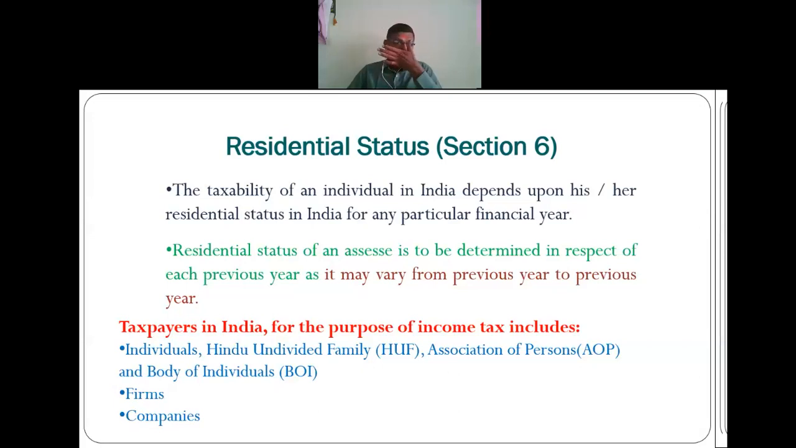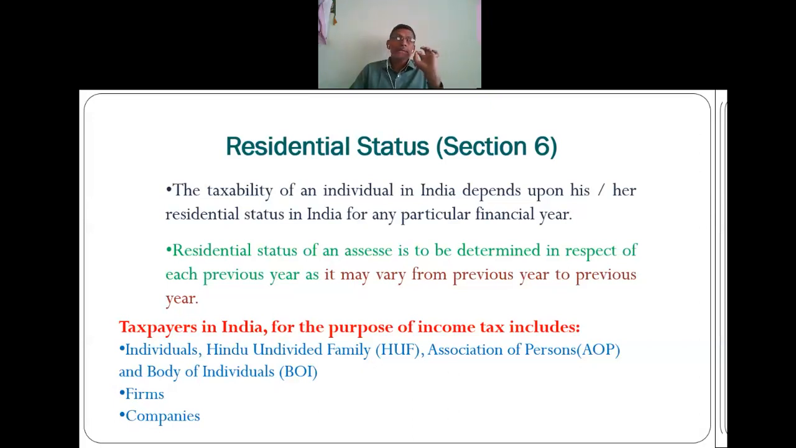As I mentioned, the residential status of an assessee is to be determined in respect of each previous year, every year. Last year I may be an ordinary resident, this year I may not be an ordinary resident, and next year I may be a non-resident, depending on circumstances. That is how we determine it. How many days you are in India is the thing we take into account, and based on that only we determine the residential status.